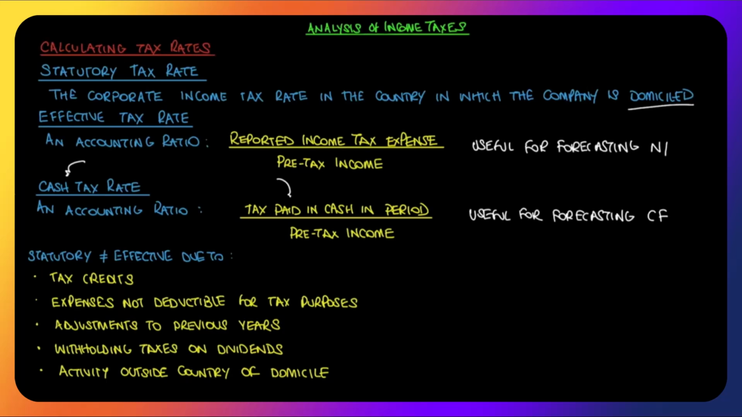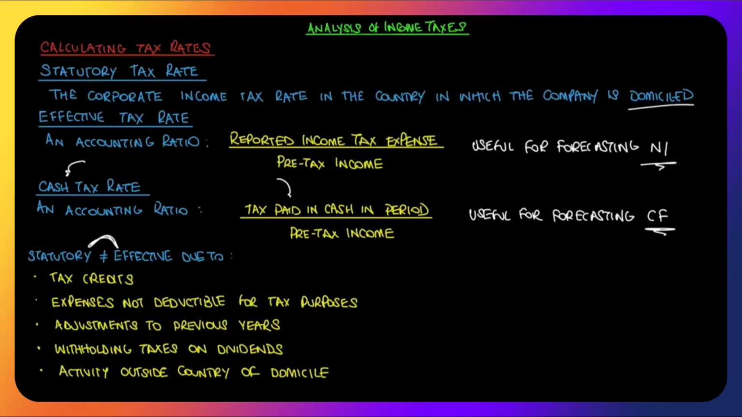The effective tax rate is used by analysts in forecasts for net income, and your cash tax paid for forecasting cash flows. Makes sense. Now, we touched on this earlier on. There may be differences between your statutory and your effective rates, not due to deferred tax. Remember, deferred tax gets these in line.